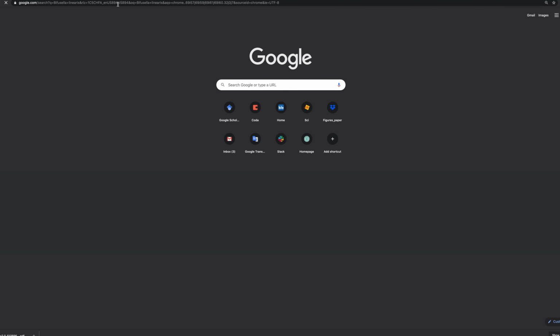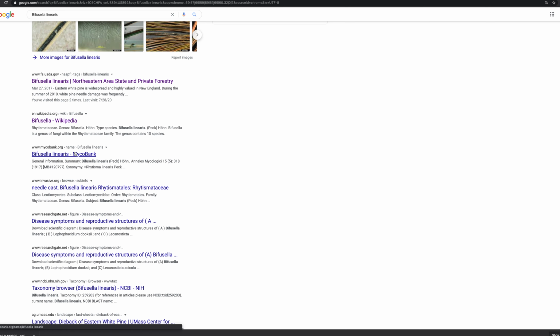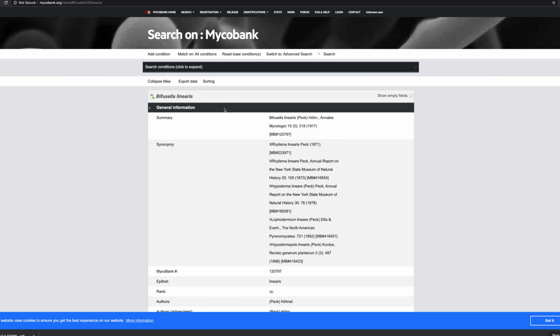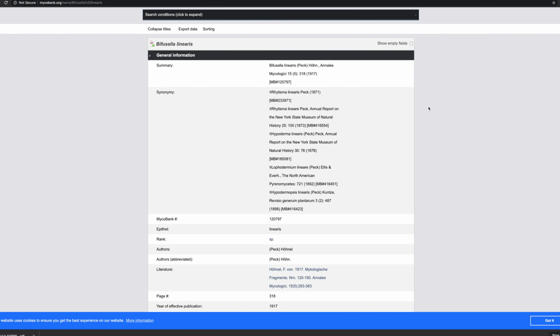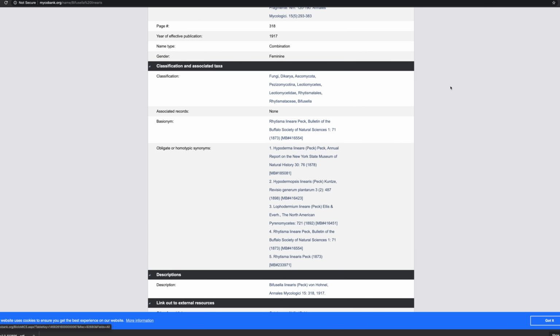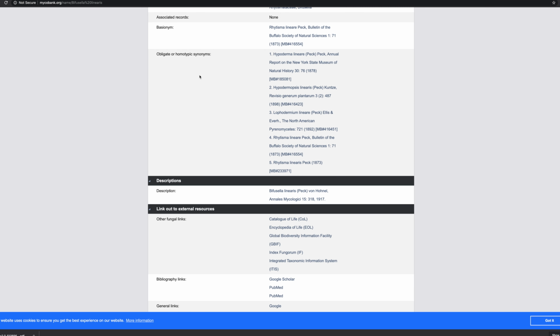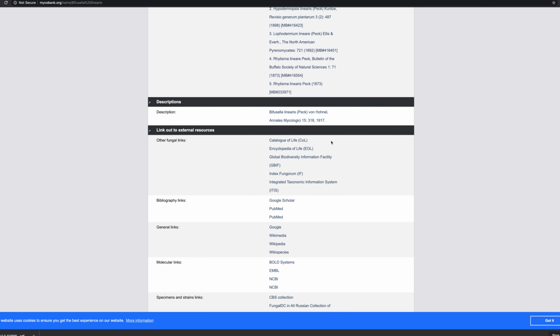we'll go back to Google, and we'll go to the third reference. So this database called Microbank is giving us a summary of the species. Here also it's giving us the classification. Here we have a description, so we can use this just to find more specific information about the morphology of this fungi.